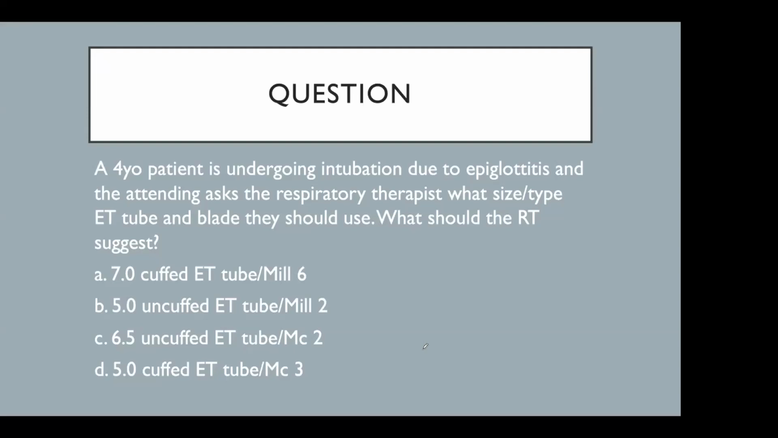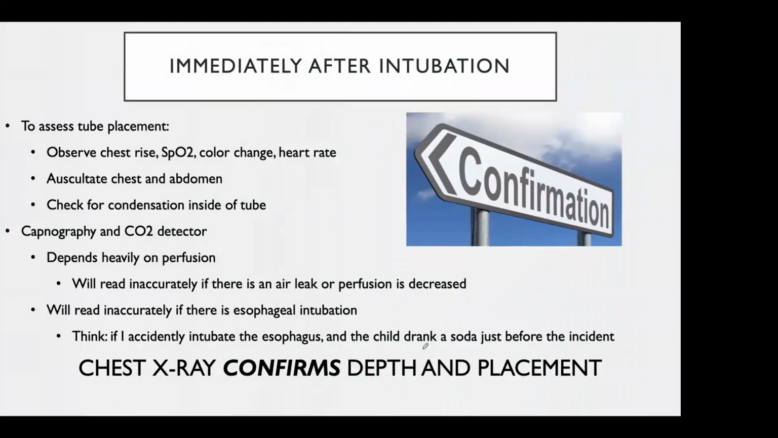But then we have a 5 uncuffed and a 5 cuffed. We said that for less than or equal to about 8 years old, we want to consider an uncuffed tube. And a MAC 3 for this, would it match the patient? Again, clinically, sure, maybe we do need a MAC 3, but with this, we're going to say that the answer is B, a 5.0 uncuffed with a Miller blade 2. We're probably not going to use a Macintosh in question D.